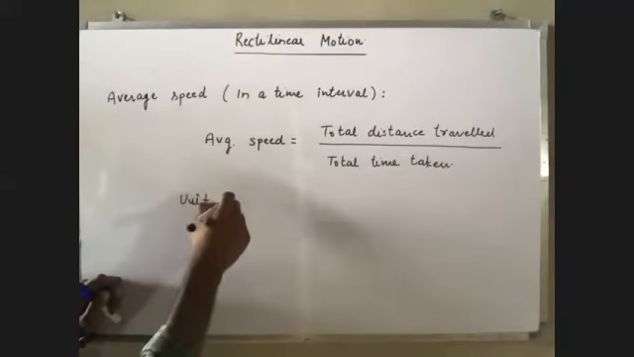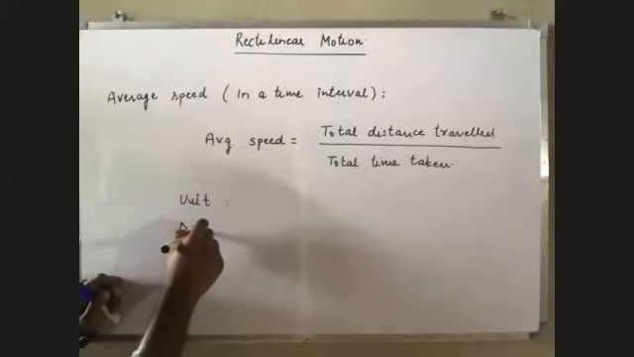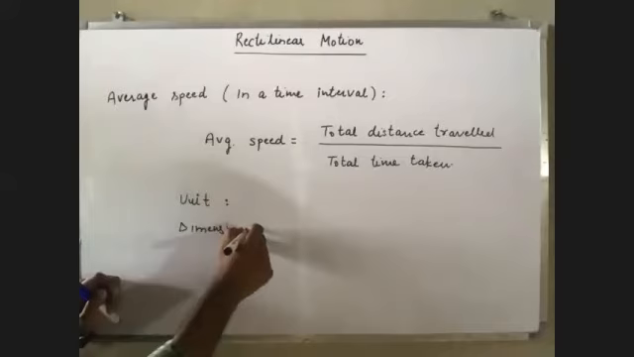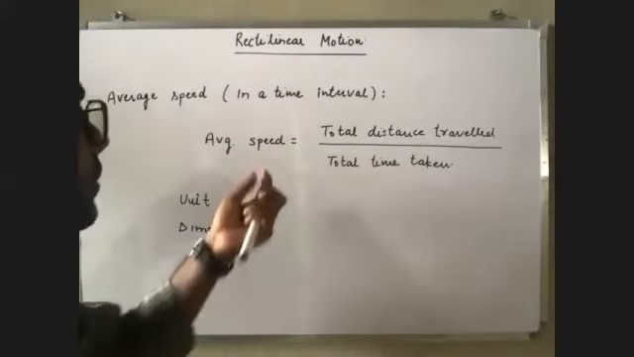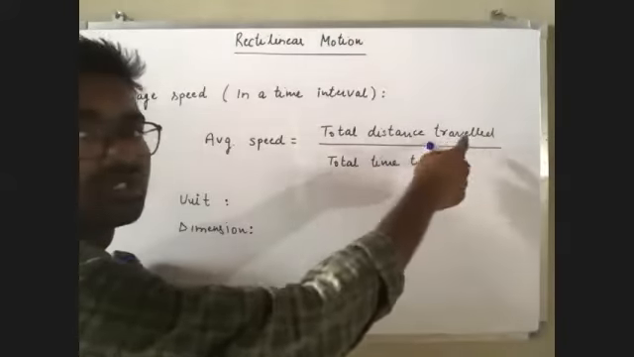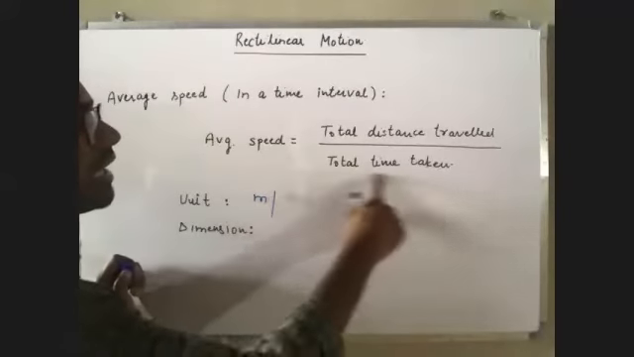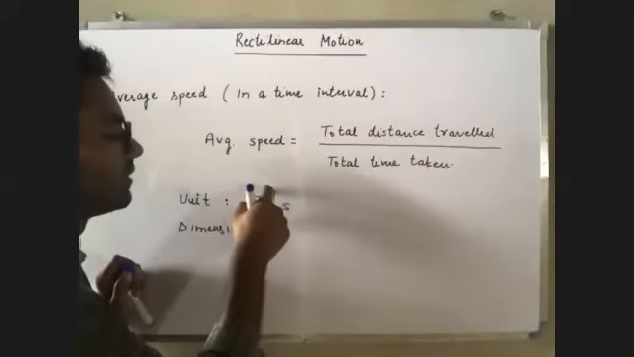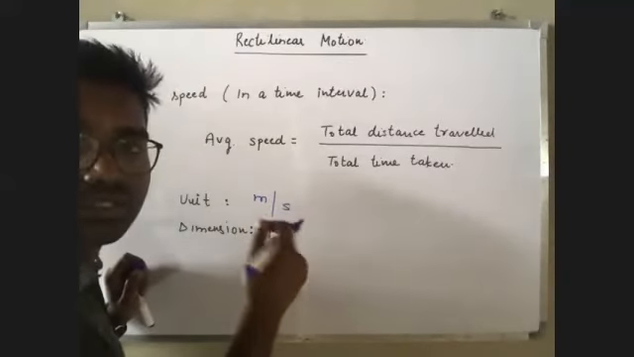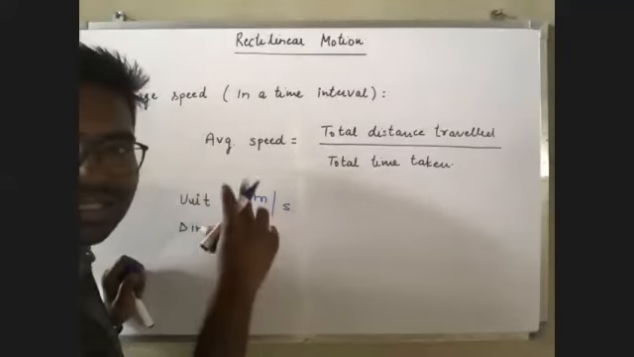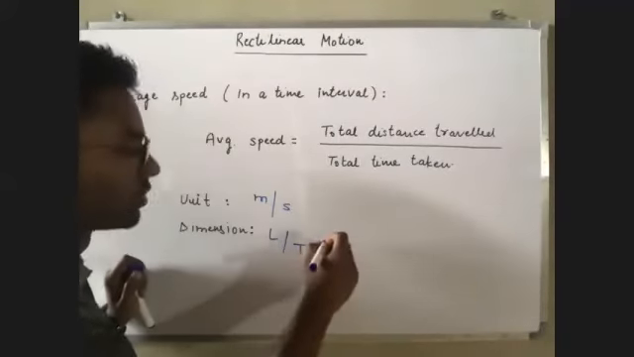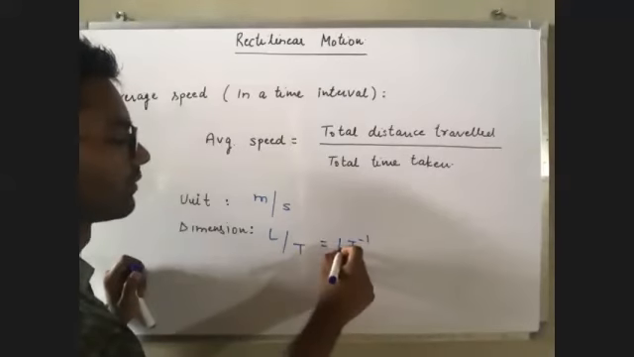Now, can anyone tell me what is going to be the unit of average speed and what is going to be the dimension? So look here, what will be the unit of average speed? It is nothing but meter per second. The distance unit is meter and the time unit is second. Meter is nothing but length, and second is nothing but time. So length divided by time is going to be LT minus 1.